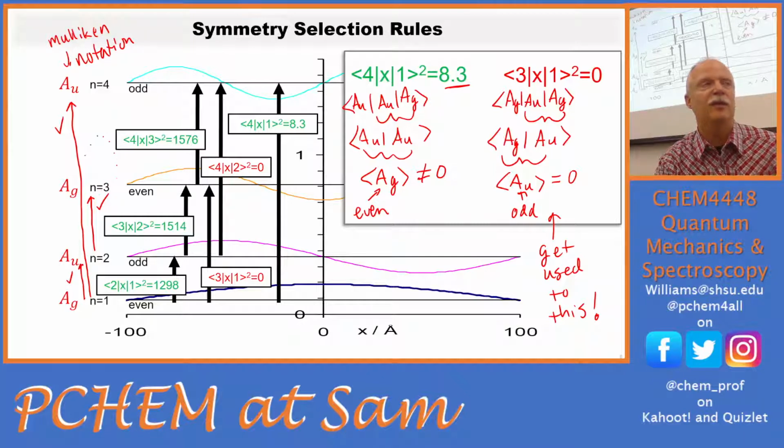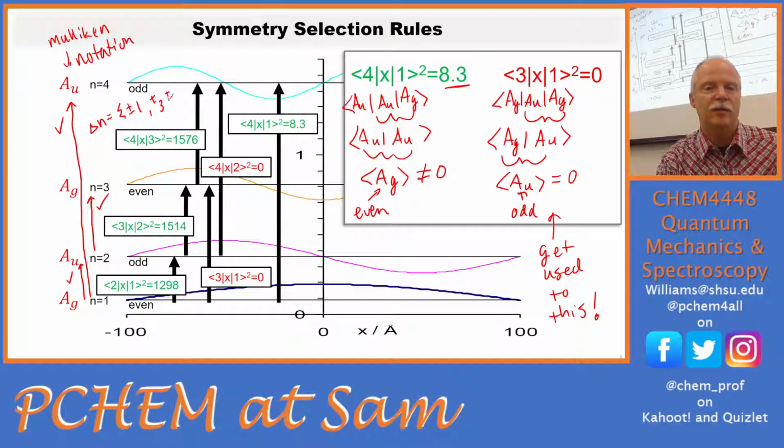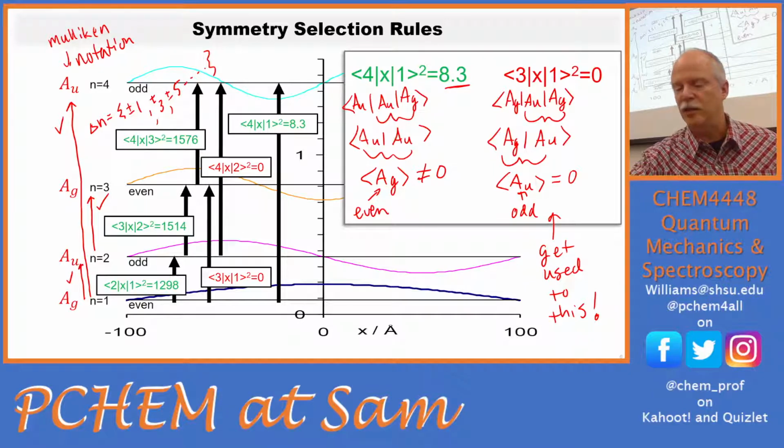So we can come up with the selection rules here just from symmetry. So we can say delta N is equal to plus or minus 1, plus or minus 3, plus or minus 5, etc. So that's the symmetry way to determine those selection rules, which is much faster.